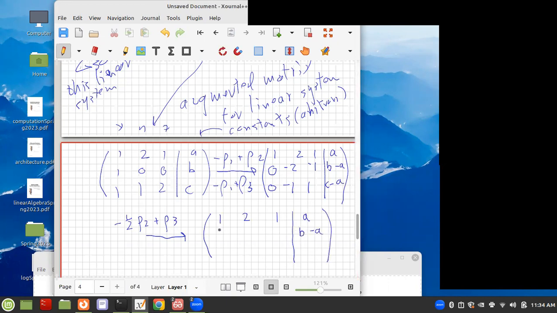We only have to mess with the third row here. Well, minus 1 half times minus 2 is 1, and 1 plus minus 1 is 0 here. And then we have minus 1 times minus 1 half is 1 half. 1 half plus 1 is 3 halves. But then we have to do it over here too. We have here C minus A plus minus a half times this.